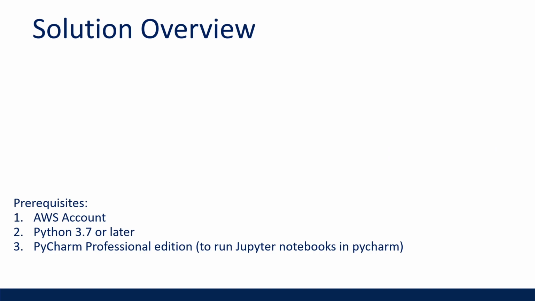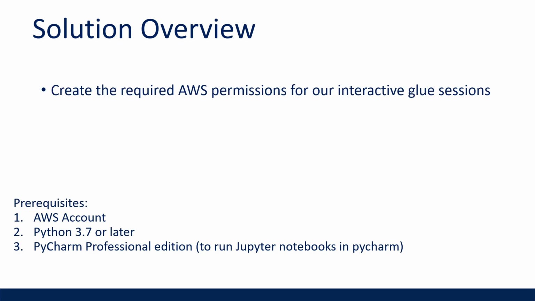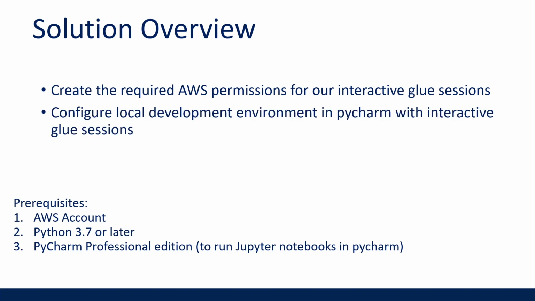So in this video, I'll be following the solution overview written by AWS, which I'll provide a link to in the description below. This video will cover how to create the needed AWS Identity and Access Management policy with limited AWS S3 read privileges to our sample data, as well as the associated role for AWS Glue. After we configure our Glue role, I'll walk through how to configure a local development environment in Python to connect to AWS Glue interactive sessions to author our AWS Glue job.